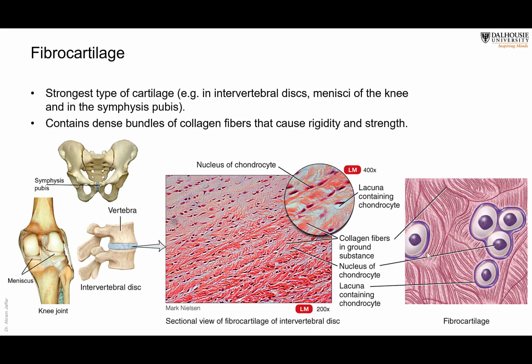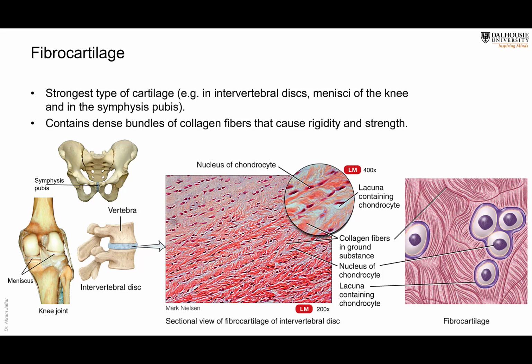Not hard, but it is strong, and so it is located, for example, in the intervertebral disc between the vertebrae, where most of the weight of the body has to be transmitted. We'll talk about it in the joints. In some of the joints of the body, like the knee joint, in addition to the hyaline cartilage that covers the articular surface, you see here there is another cartilage within the joint cavity, and this is fibrocartilage.